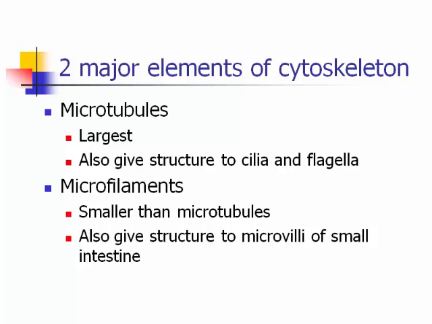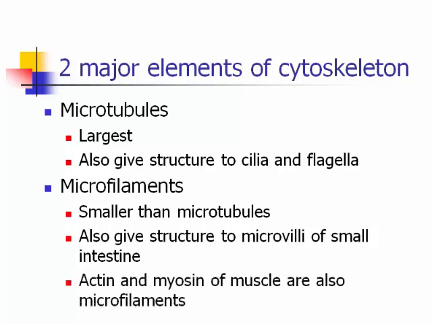So the purpose of the microvilli: micro means small, villi means fingers, so they're microscopic fingers, okay? They are on the small intestine to increase the surface area for absorption of nutrients. Okay, so we'll review that when we get to the small intestine. And actin-myosin or myofilaments are microfilaments found in muscle. We'll review those. We're going to do a lot on actin-myosin for muscles.